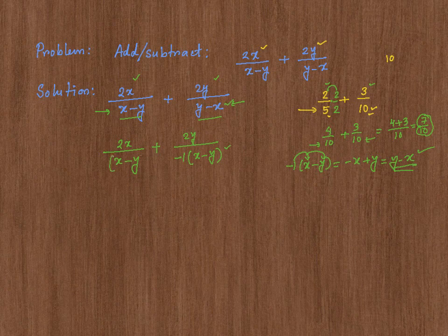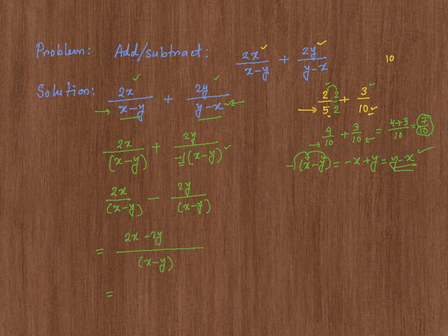Now we have the same denominator. We are comparing apples to apples. So I could rewrite it as 2x over x minus y. Then this minus could come up here. It's going to be 2y over x minus y. Now this is going to be equal to the following. Since the denominators are the same, we could write x minus y, 2x minus 2y.